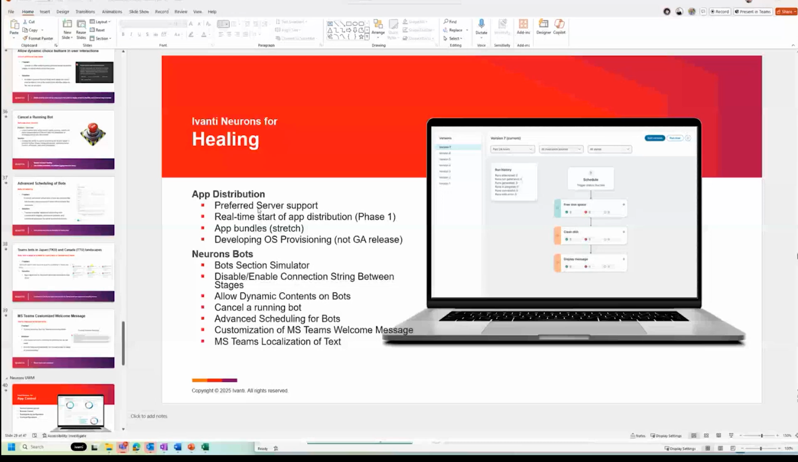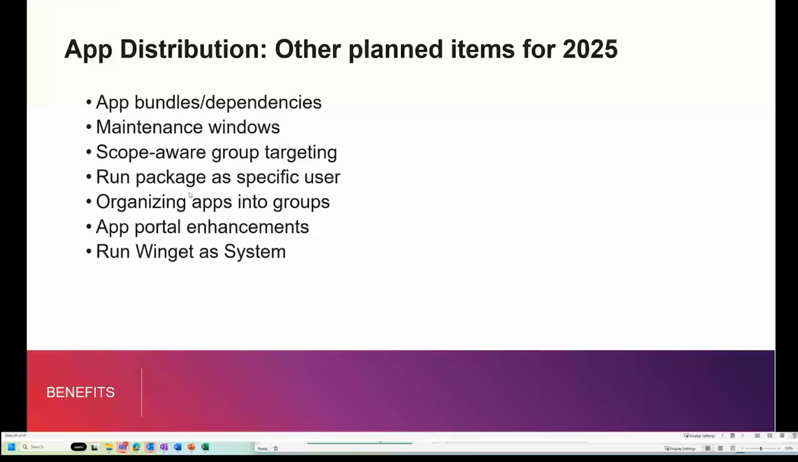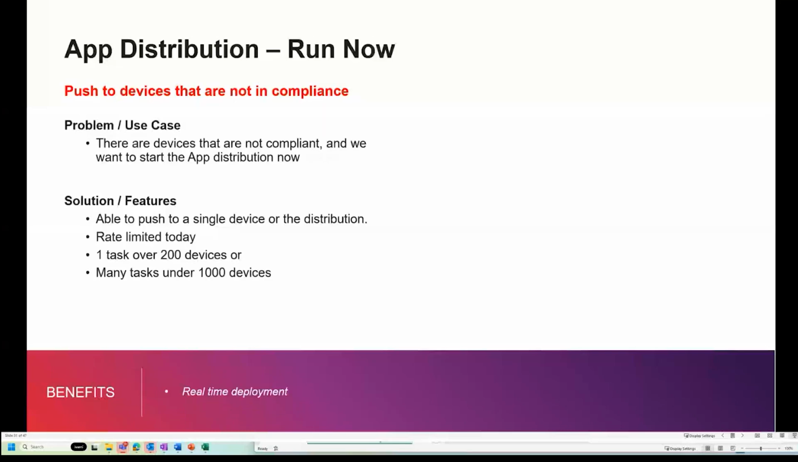Now we have a lot of app distribution things that we're working on: bundling, scopes, run as a user. All these are coming. Right now, the two big ones coming in this release are run now. This is the ability to go into a task and say, I want to run this task right now. When we do that, we're very concerned that we don't overwhelm anybody's system or network, so we're going to release it in a preview mode with some rate limiting.